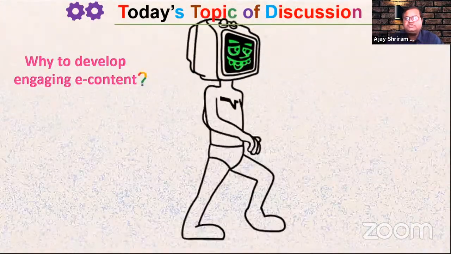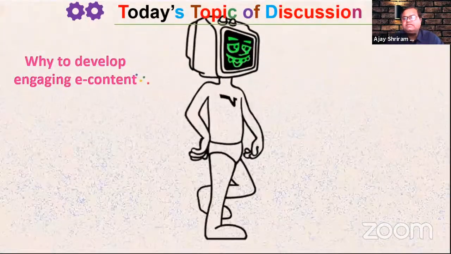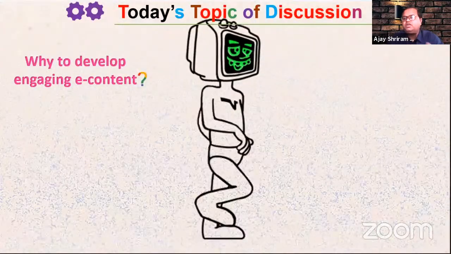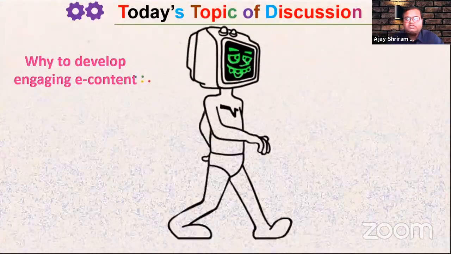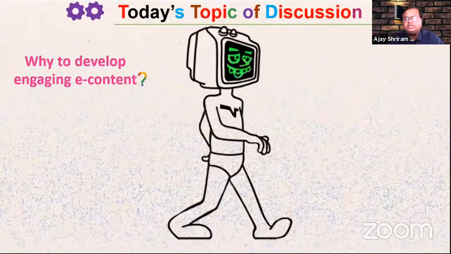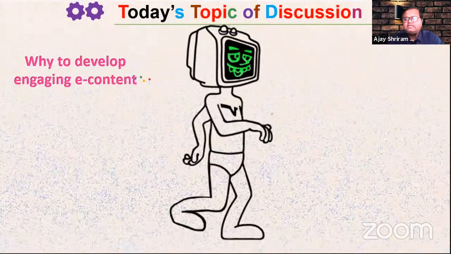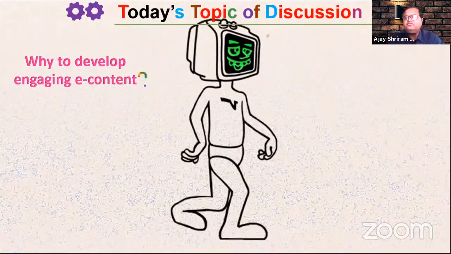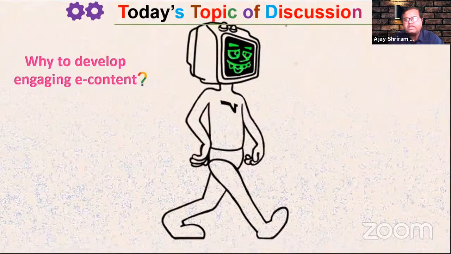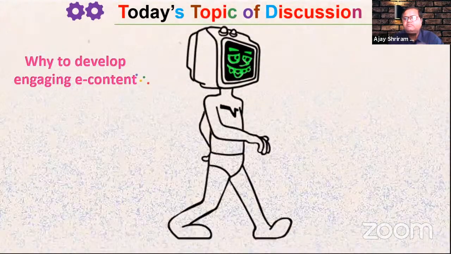hot topics. If you search Google keywords, engaging e-content development is a very hot topic across all the FDPs. The reason is that if we are making e-content, it is going to last for a longer time if it is available on certain platforms.